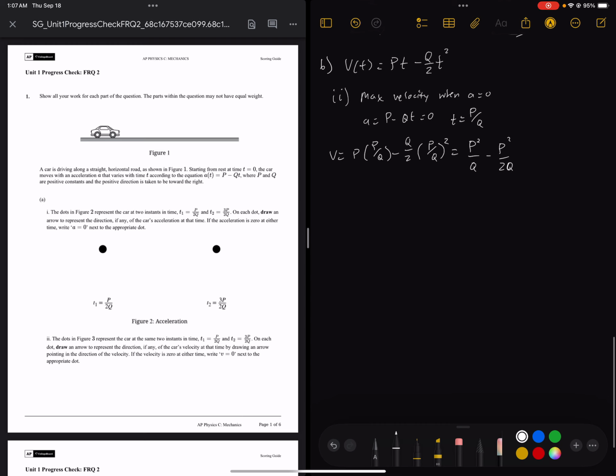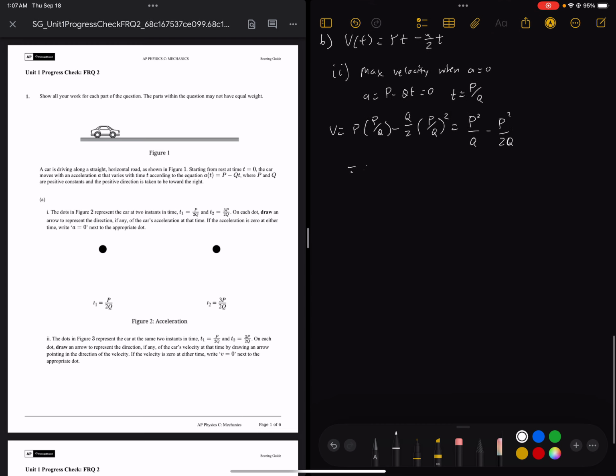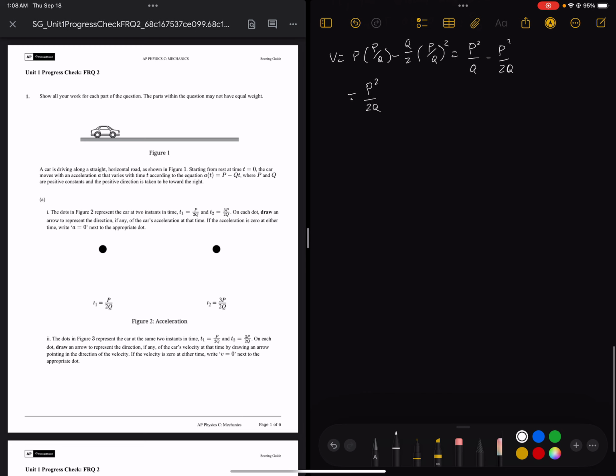All right, and then you're going to simplify, and you get P squared over 2Q, right? Just kind of like 1 minus a half, right? If I factor out the P squared over Q, 1 minus a half is a half, all right? And that's why I get P squared over 2Q. All right, that's my expression.